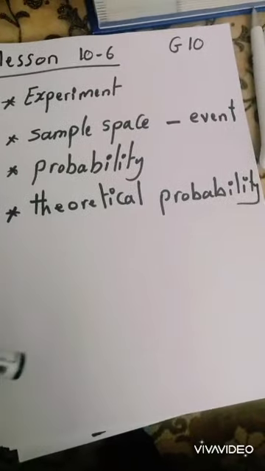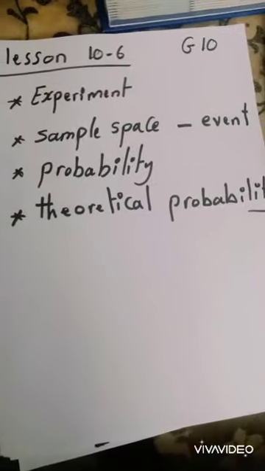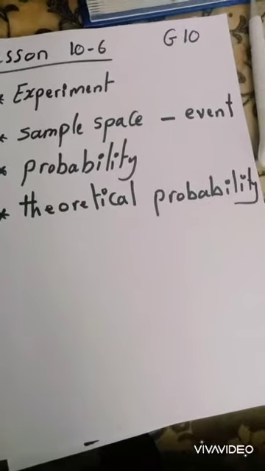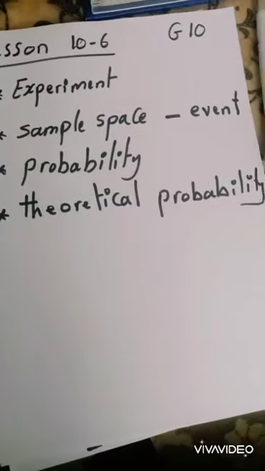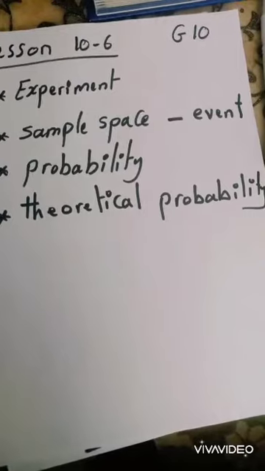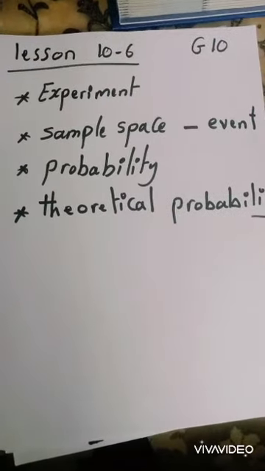The first concept we have to talk about today is the experiment. What does it mean, the experiment? The experiment is an activity, in which the results are observed, and each result of the experiment is called an outcome. So again, the experiment is an activity.